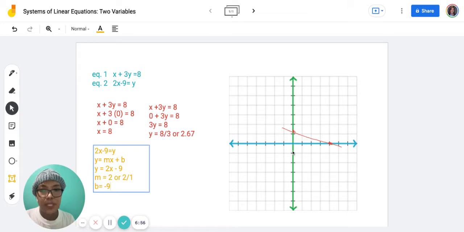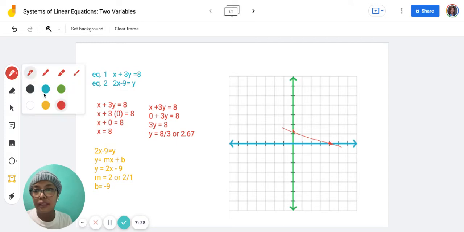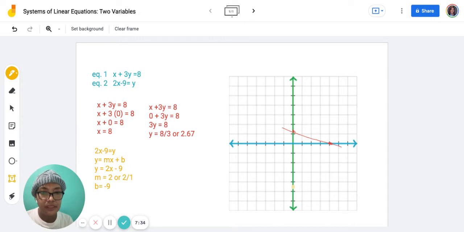So to plot that, we locate first negative 9. So 2, 4. Since this is negative, it is located here. So this is negative y, this is positive y, this is positive x, this is negative x. So negative y, negative 9, 2, 4, 6, 8, so 10. So your negative 9 is here.